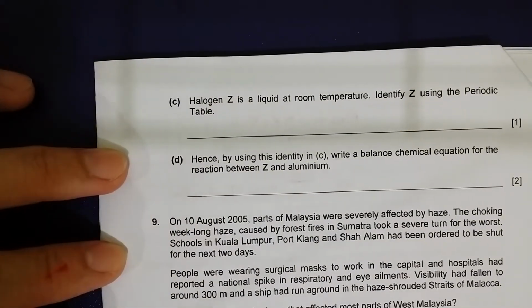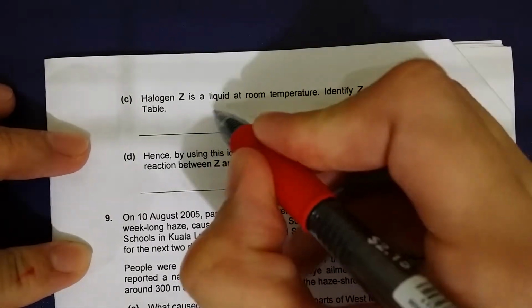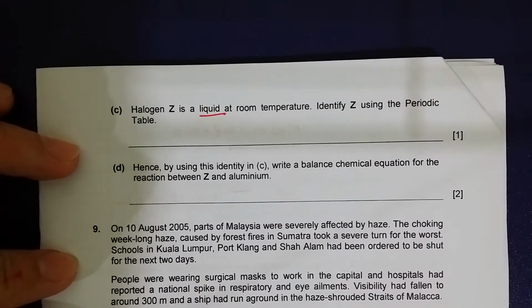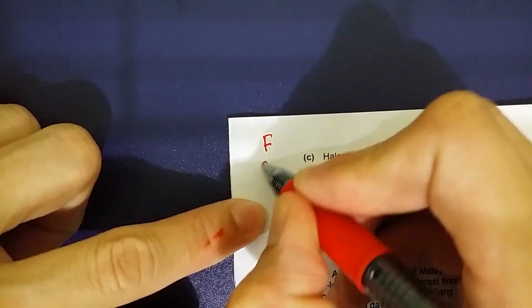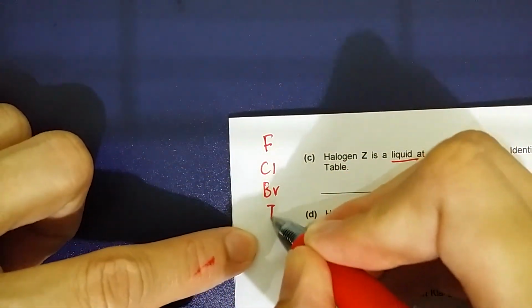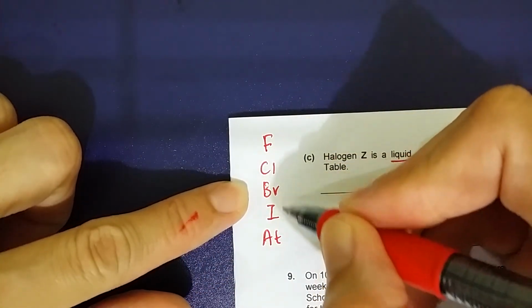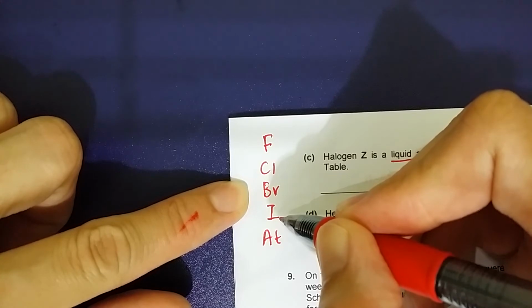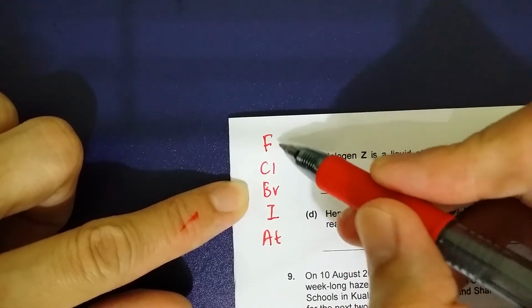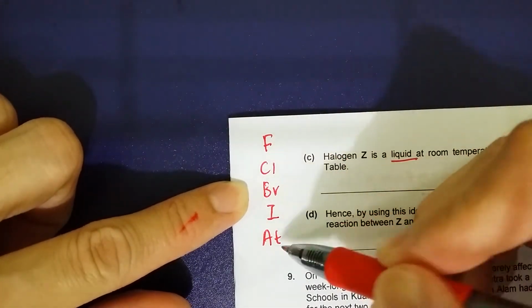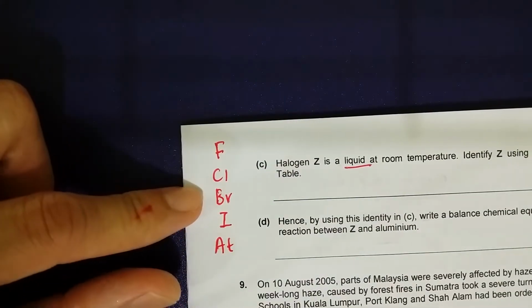Halogen Z is a liquid at room temperature. If you learn your periodic table chapter properly, you would know that for the halogens, you have fluorine, chlorine, bromine, iodine, astatine. Sorry, the other way around: gas, gas, liquid, solid, solid. Okay, one more time: gas, gas, liquid, solid, solid. Those are their states at room temperature and pressure.